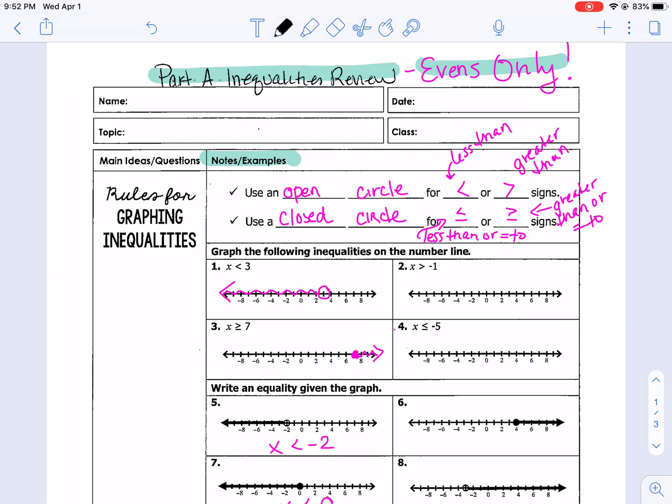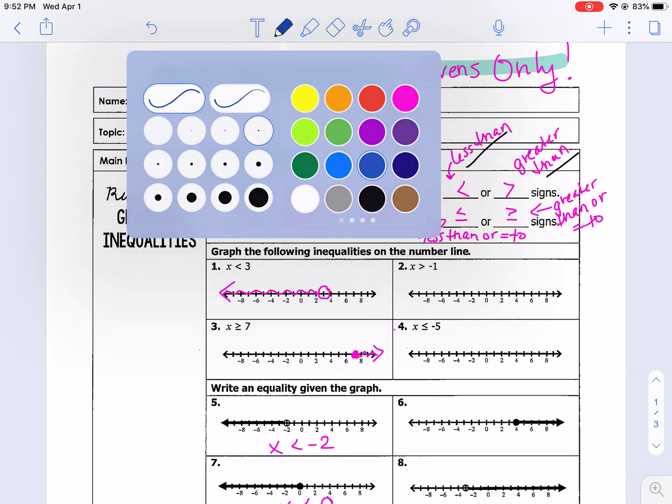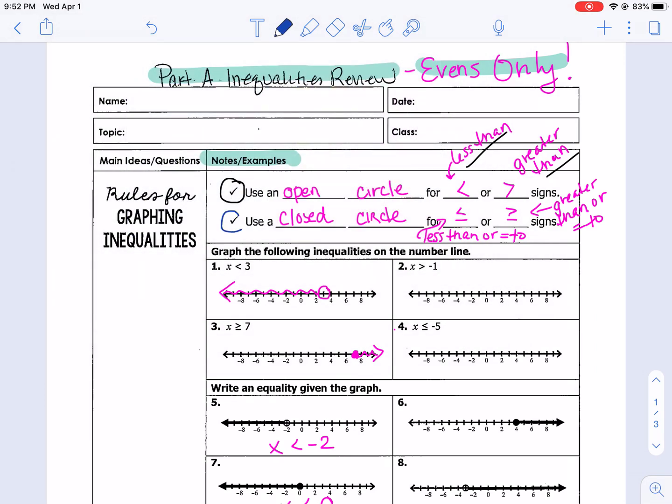I just want to review that we use an open circle for the less than or the greater than symbol. And we use a closed circle for a less than or equal to or a greater than or equal to symbol.